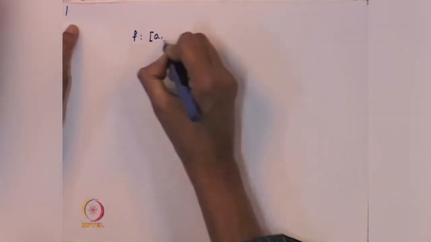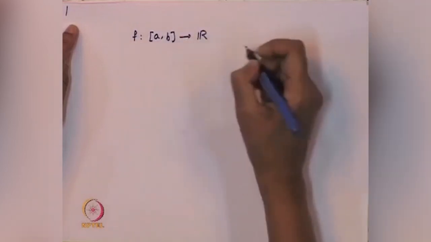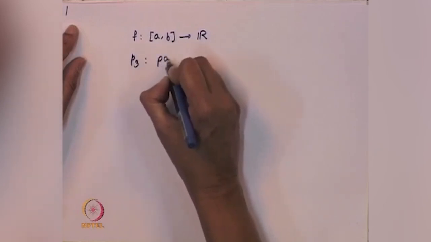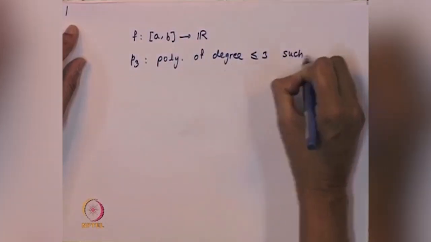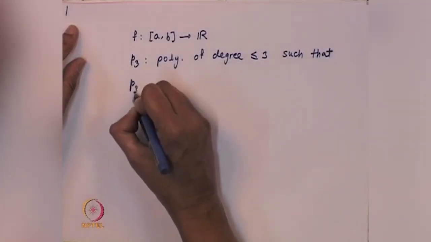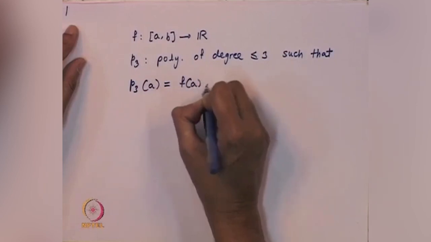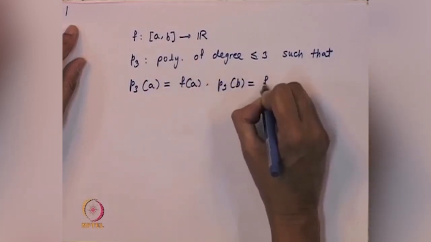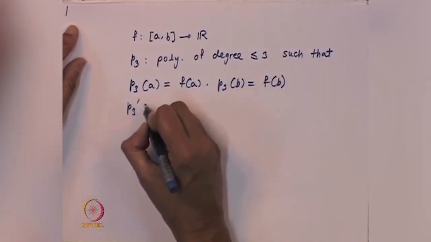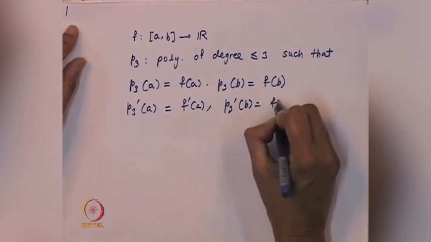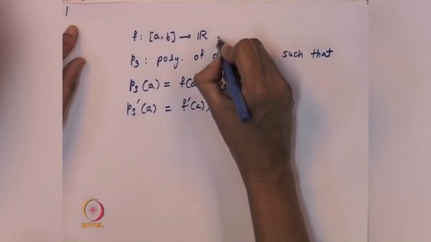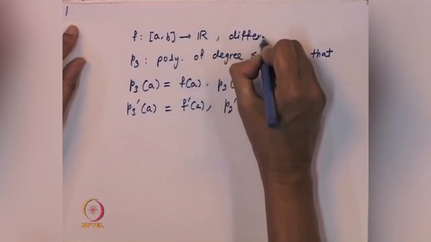Let me recall cubic Hermite interpolation. So, when we have a function f defined on interval a b to the real line, look at P3 to be a polynomial of degree less than or equal to 3, such that P3(a) is equal to f(a), P3(b) is equal to f(b), and P3'(a) is equal to f'(a), P3'(b) is equal to f'(b), where dash denotes the derivative. So, that means we need to assume the function f to be differentiable.